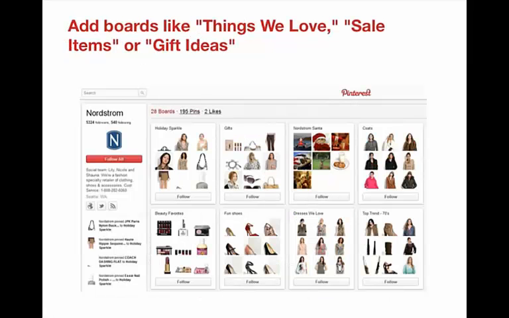Now here is a good example of creating pin boards with themes like things we love, sale items or gift ideas. And this is from Nordstrom, the big department store. So you can see they've got holiday sparkle gifts, coats, beauty favorites, fun shoes, dresses we love, top trends. So again, they know their buyer. They're going after a particular buyer that's very interested in these categories, and they're posting the types of pictures that you would see probably in their high-end catalogs. But on Pinterest, it doesn't cost any money to post those pictures, and again, it drives traffic back to their website.